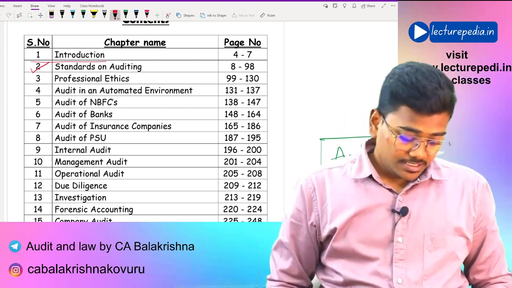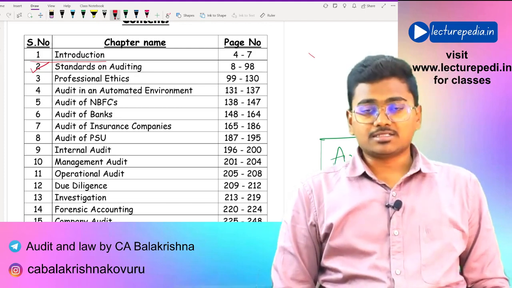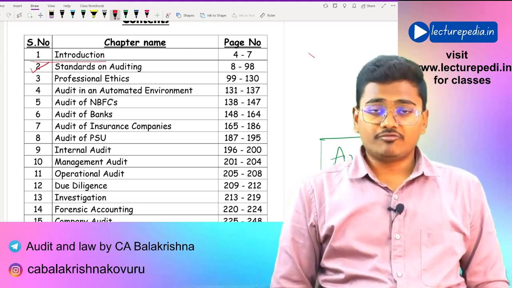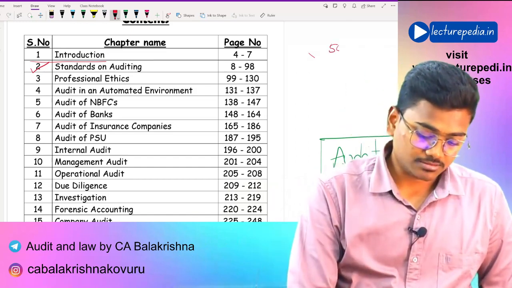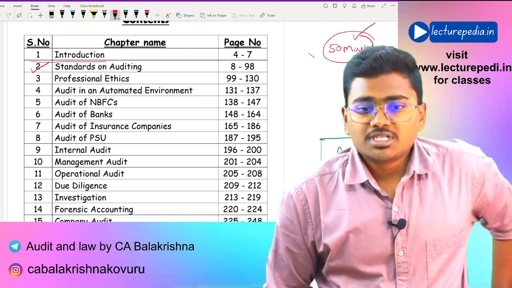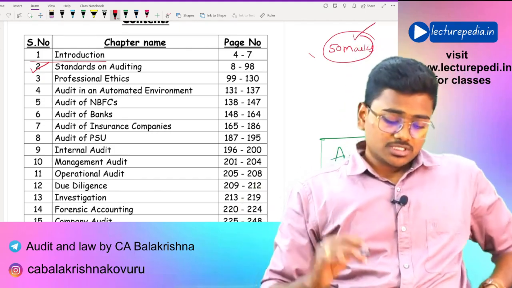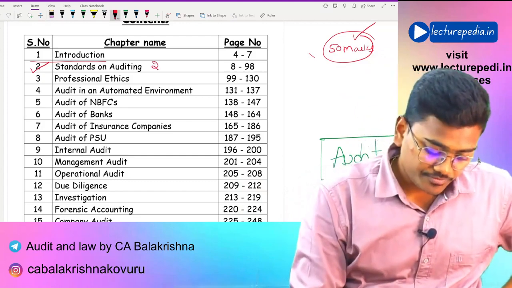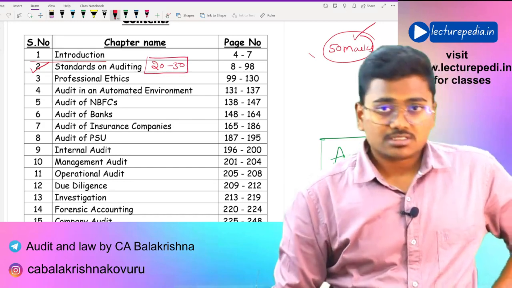So ICAI is increasing the weightage of these auditing standards attempt by attempt. In the coming new syllabus, around 50 marks weightage is being allotted to auditing standards. But as of now in the current syllabus, you can expect around 20 to 30 marks from the standards on auditing.